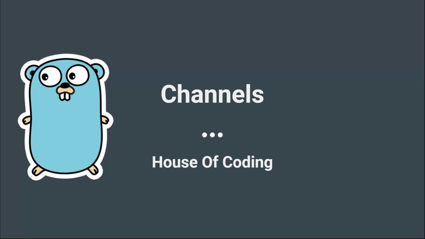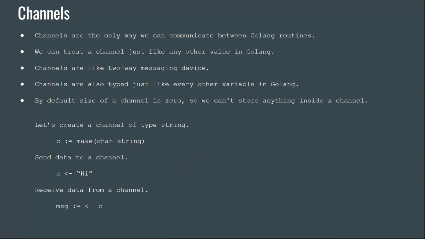Hello everyone. In this lesson, we are going to discuss channels in Golang. Channels are the only way we can communicate between Go routines. We can treat a channel just like any other value in Golang, as we can send and receive messages using Go channels. We can treat it as a two-way messaging device. We can send messages using channels and we can receive messages using channels.